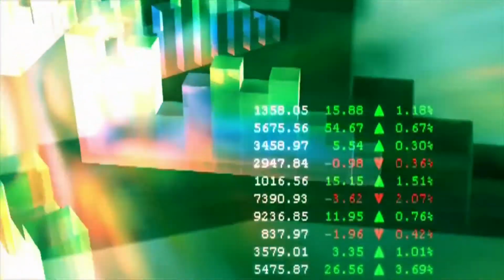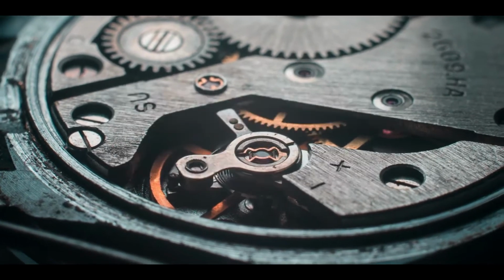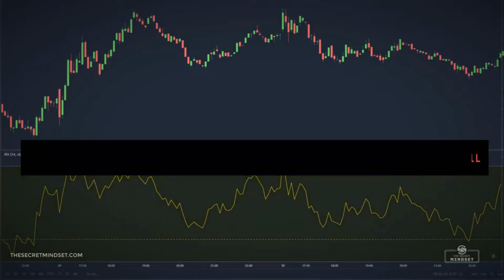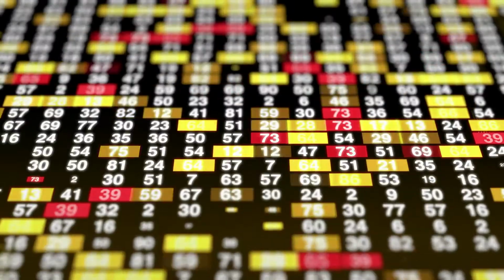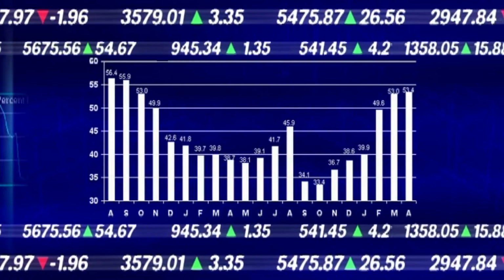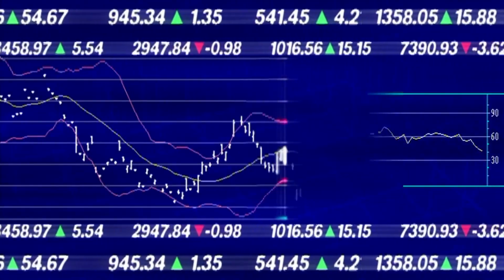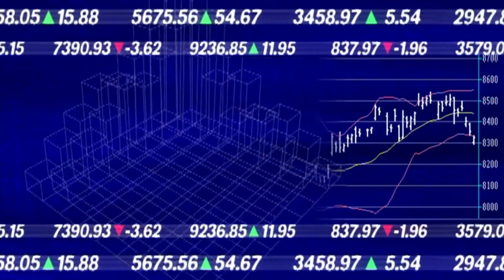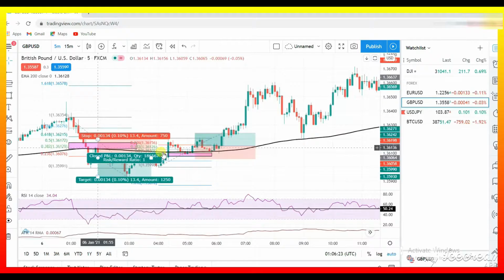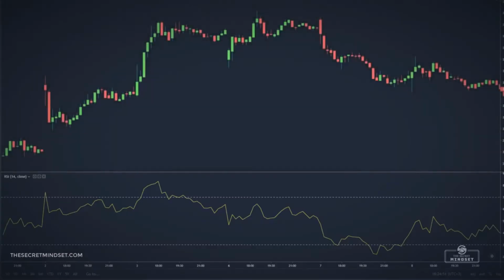The Relative Strength Index, the RSI, is a technical indicator used in analyzing the financial market. It is intended to chart the current and historical strengths or weaknesses of a stock or market based on the closing price of a recent trading period. It is important that you should not confuse the RSI with relative strength. It's the same misconception every single time.